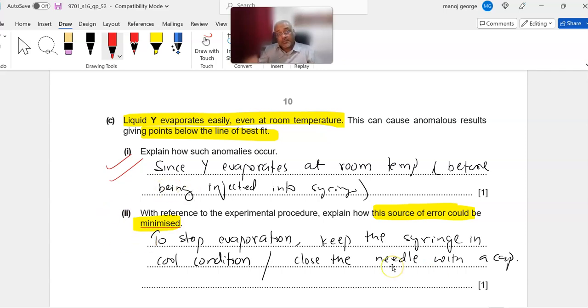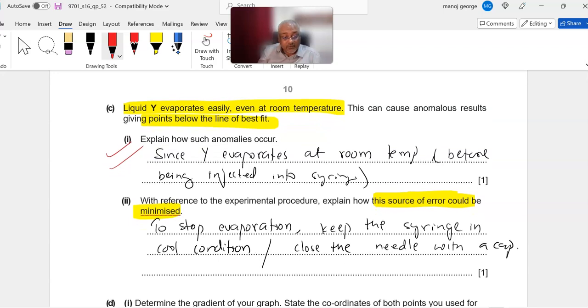And other, of course, is to completely close the syringe with a cap. So that also prevents the loss of liquid as vapor. So I hope that question is okay.